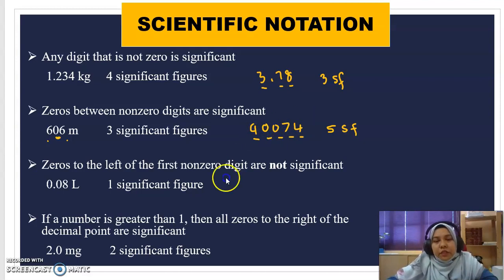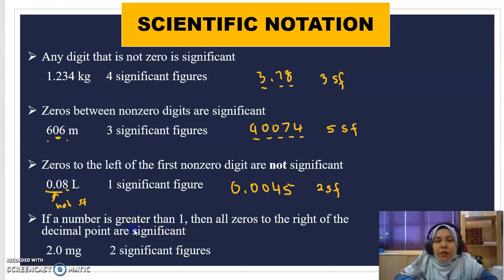If you have a zero to the left of the first non-zero digit, it is not significant. For example, 0.08: these zeros are not significant. The 8 is a non-zero digit, so it is significant, so you only have one significant figure. The same goes for 0.0045, which has two significant figures.